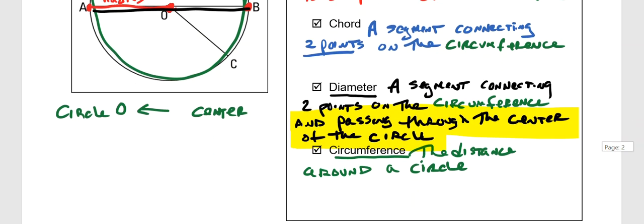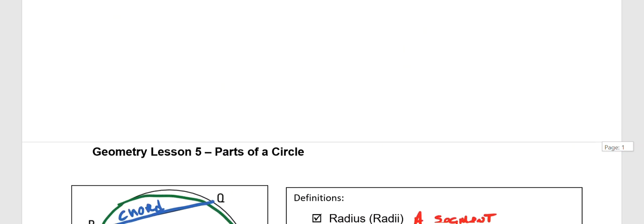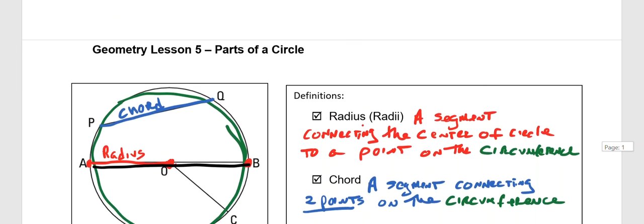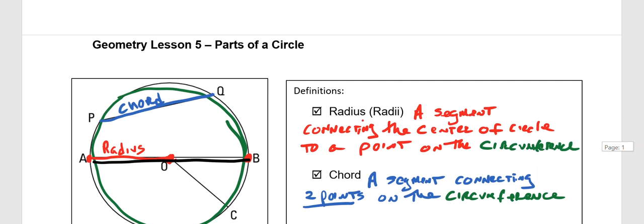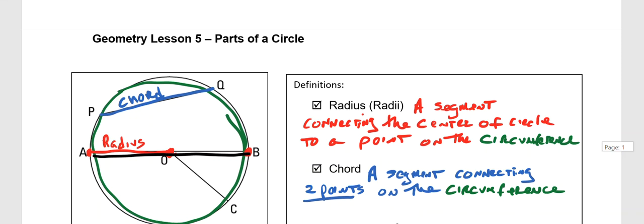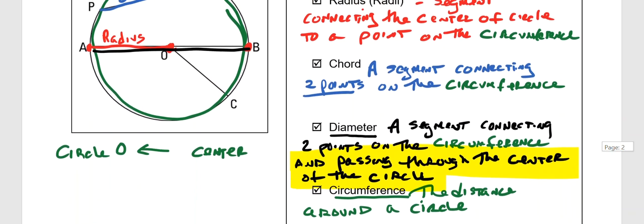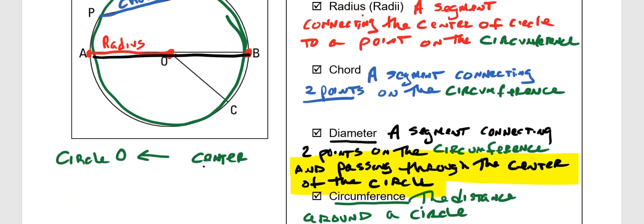So this is all the vocabulary that you need to know, and you'll need to know this and demonstrate your understanding of this vocabulary on the Google form that goes along with these notes. So specifically, you need to be able to recognize how to name each of these parts: a radius, or the plural radii, a chord, a diameter, and the circumference. You also want to make sure that you remember that the way we name a circle is based on its center point. So this circle is known as circle O.